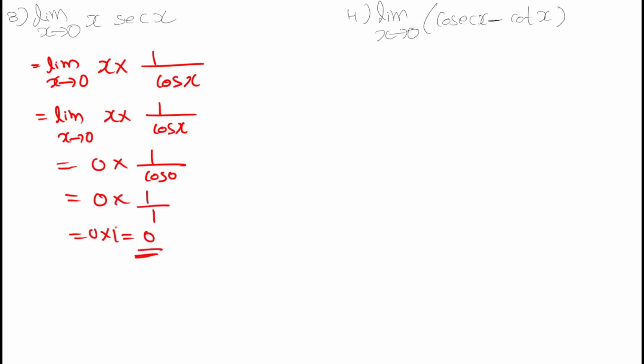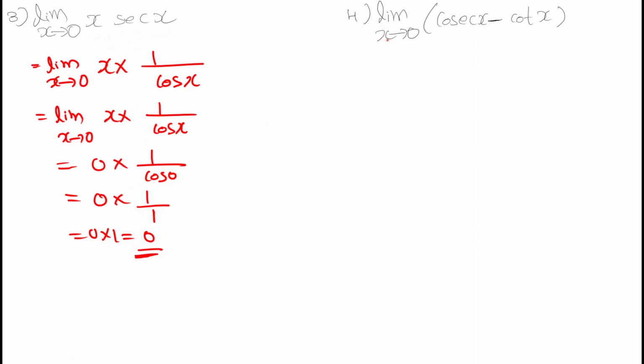It is a direct substitution, or you can directly take values, because it is not 0 by 0 form, right? x is 0 into secant 0. What is secant 0? It is 1, right? 0 into 1. Directly you will get it as equal to 0, or you can simplify like this also.